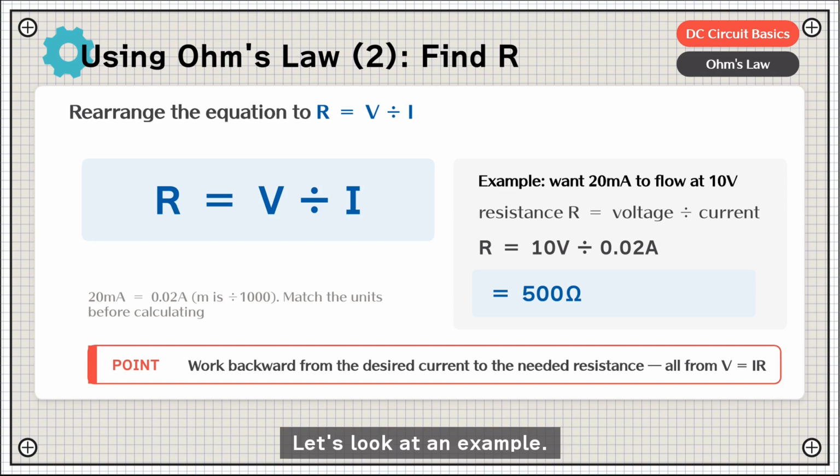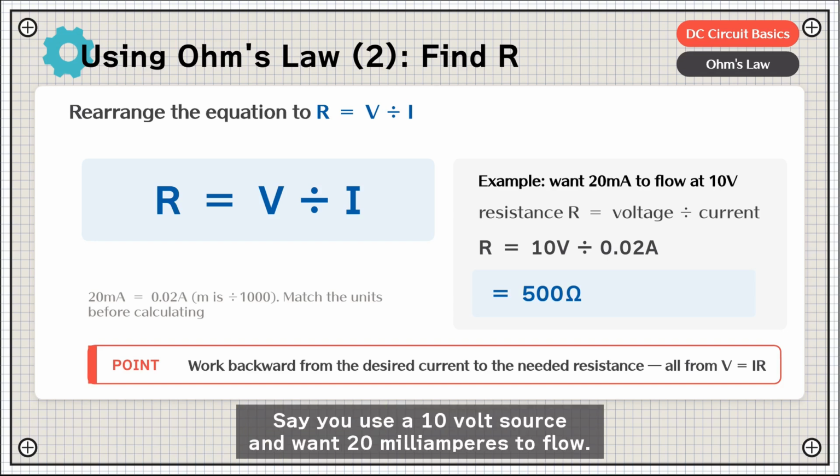Let's look at an example. Say you use a 10 volt source and want 20 milliamperes to flow.